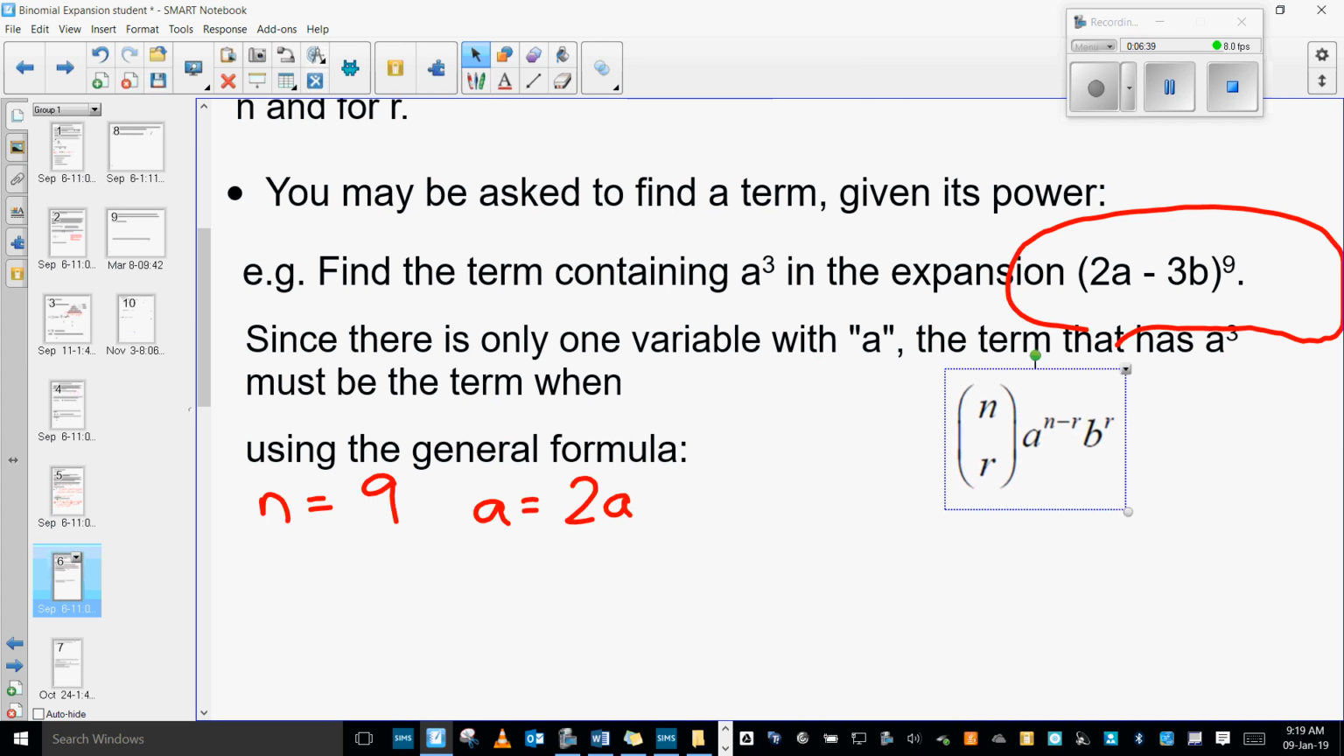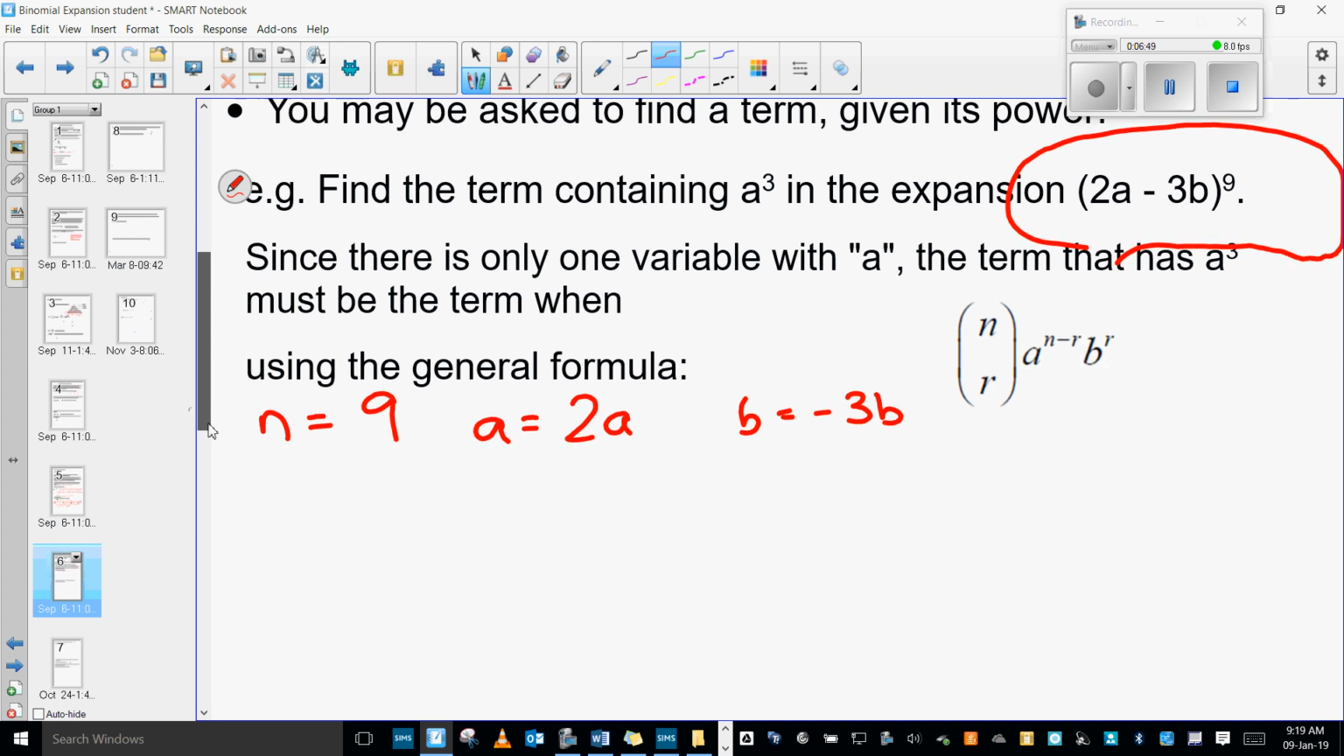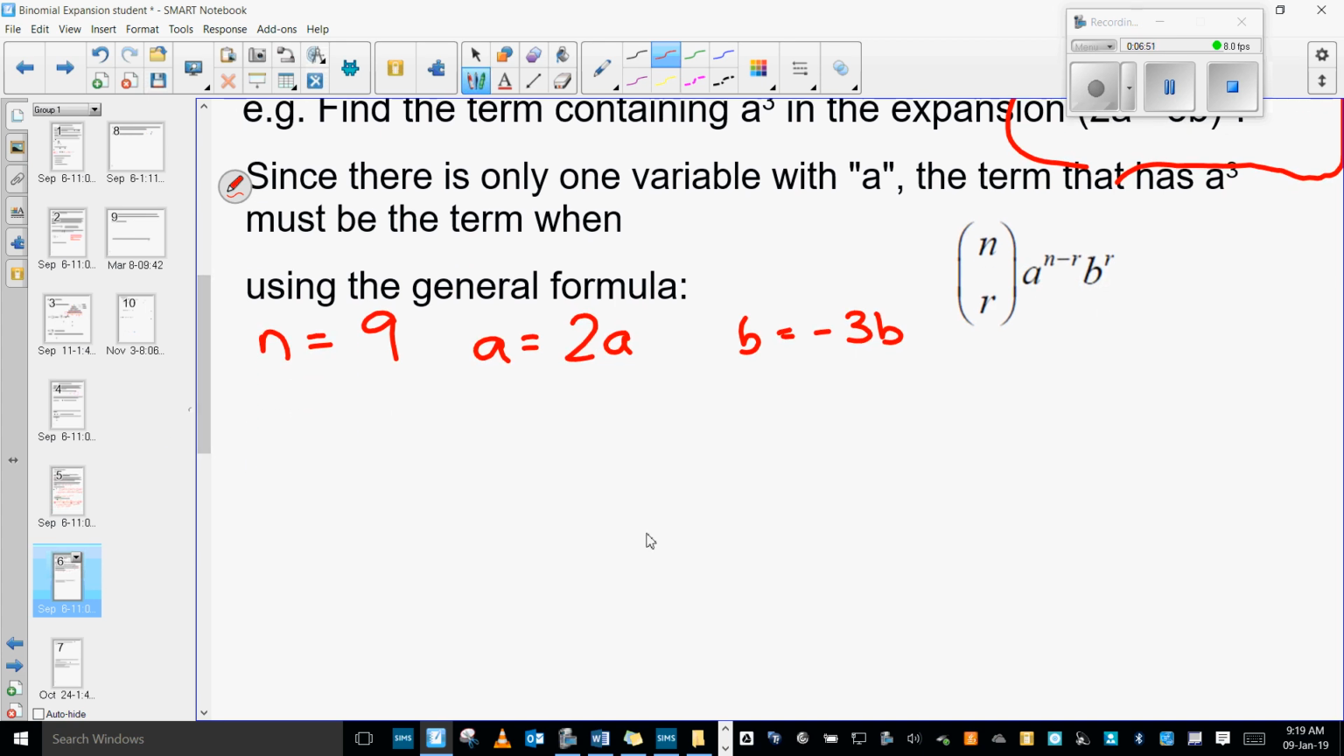And b is negative 3b. Okay? We need to establish what value of r is. So we're going to put those values into our general expansion. We're going to say 9 choose r, 2a to the power of 9 minus r, negative 3b to the power r.